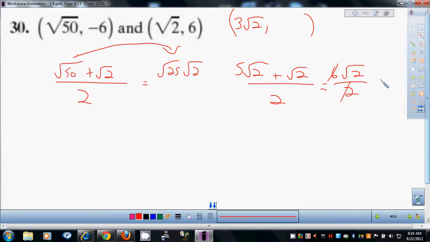The y values are going to be pretty darn simple. Negative 6 plus 6 over 2, what's this going to be? 0. So the midpoint of that guy is 3 radical 2, 0.